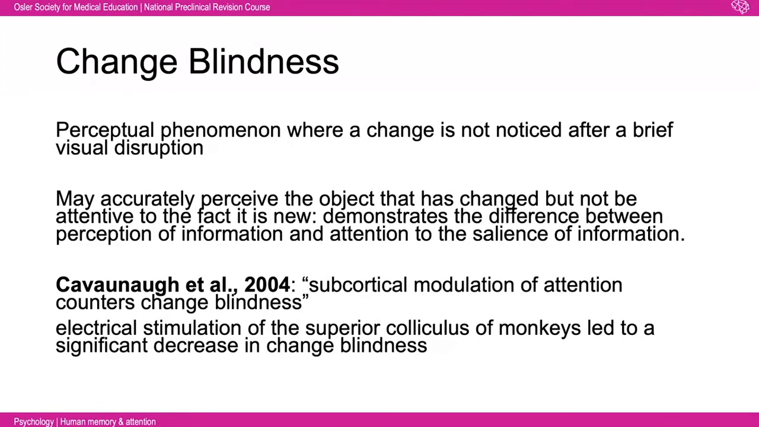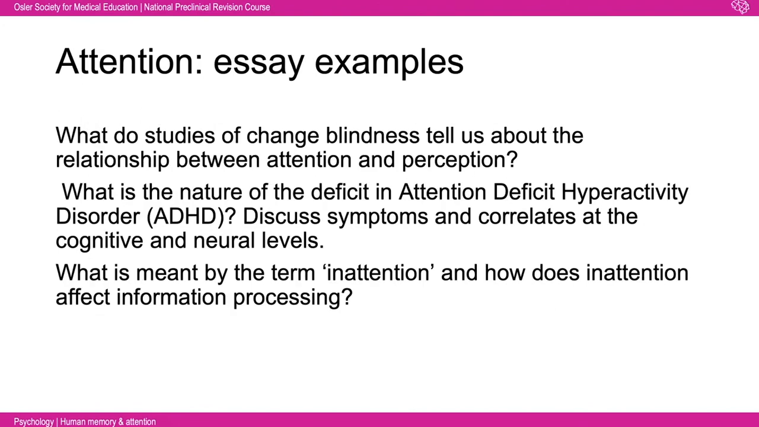Really interestingly, and we're really coming to the end here, one study, Kavanagh et al. in 2004, showed that you can actually modulate change blindness. They electrically stimulated the superior colliculus of monkeys. As we discussed before, this is an area involved in visual movements and visual attention, and that led to a significant decrease in change blindness. Whether we could do similar things in humans, I think we're a long way off.